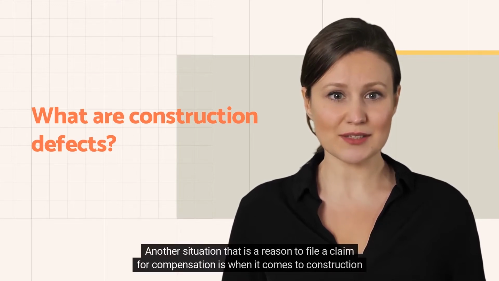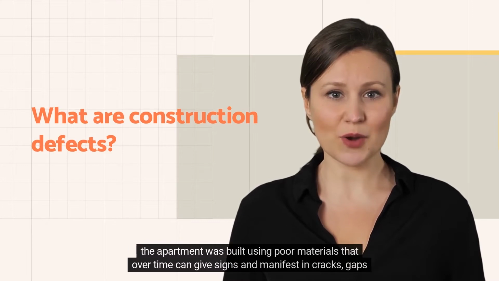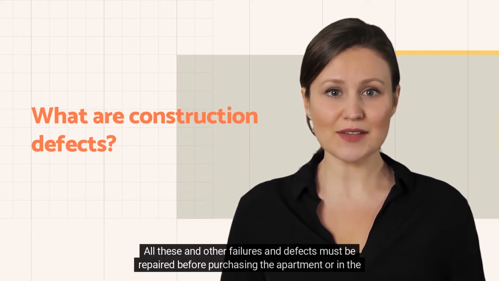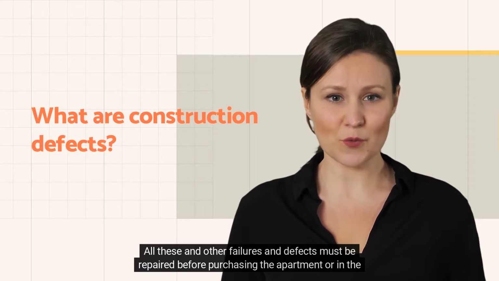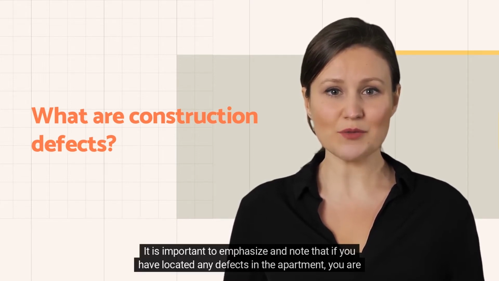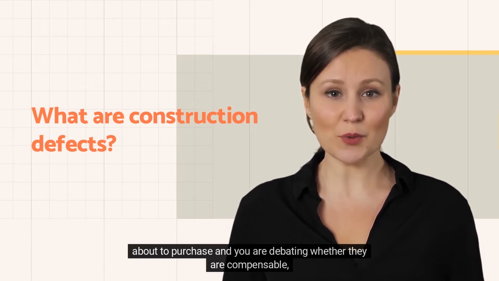Another situation that is a reason to file a claim for compensation is construction that does not meet the Israeli standard required for construction according to the law, where the apartment was built using poor materials that over time can manifest in cracks, gaps, and water leakage that causes moisture. All these and other failures and defects must be repaired before purchasing the apartment or in the inspection year at the latest. It is important to note that if you have located any defects in the apartment you are about to purchase and you are debating whether they are compensable.